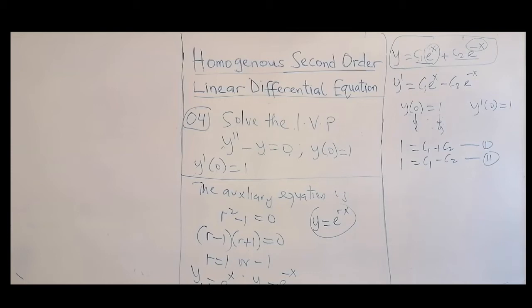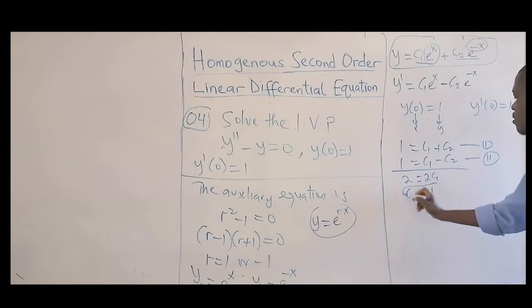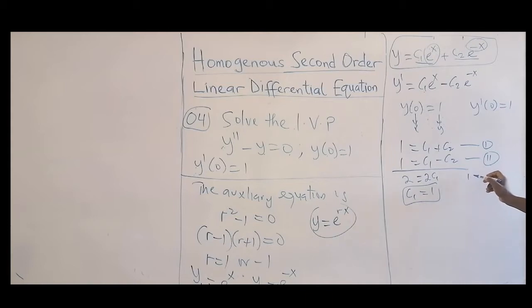Let's solve these simultaneously. You can add the two equations together. When you add them, c2 goes, and we have 2c1 equal to 2, so c1 is 1. Also, by subtracting equation 2 from equation 1, you have 0 equal to 2c2, since c1 minus c1 cancels and c2 minus (minus c2) is 2c2.